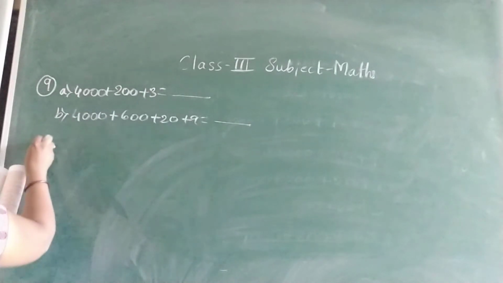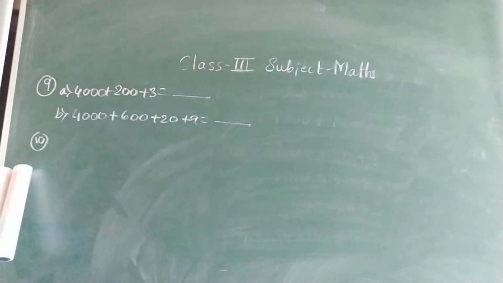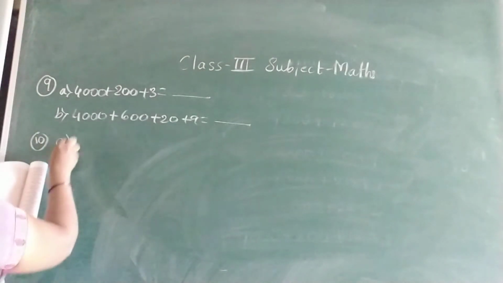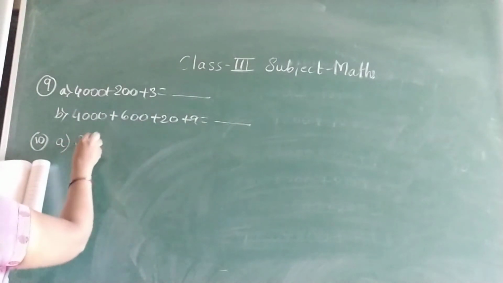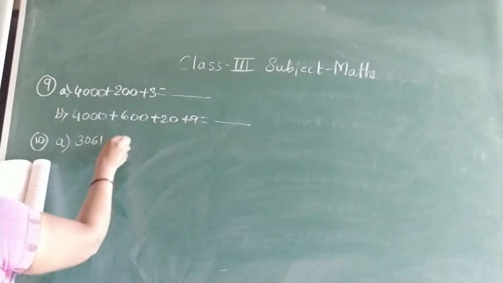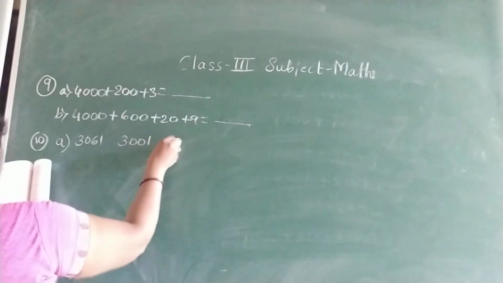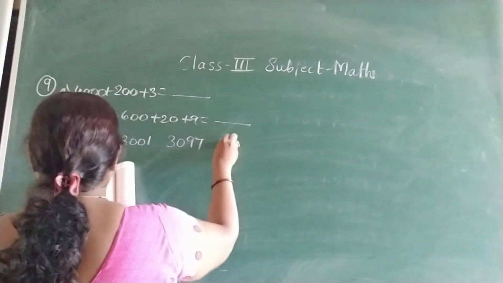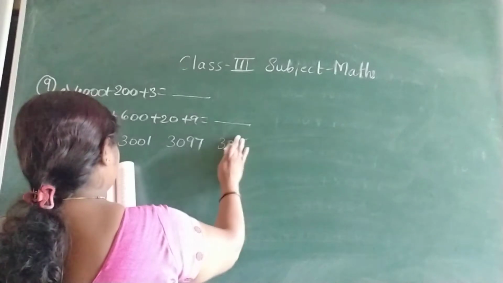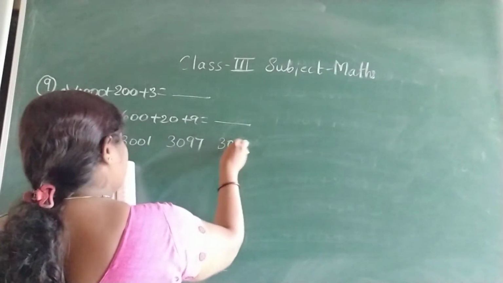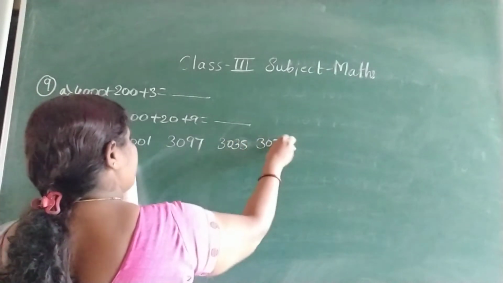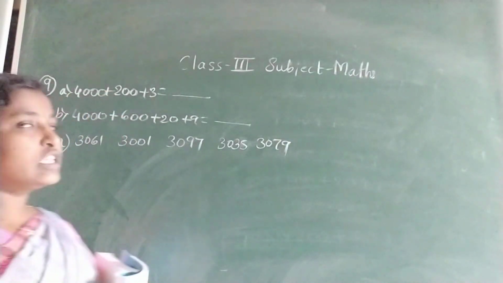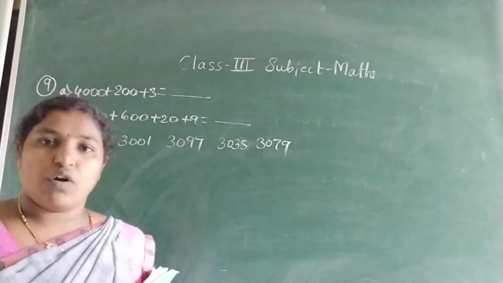Then 10th question. Arrange the following in ascending and descending order. A, 3061, 3001, 3097, 3007, 3035, 3079. Okay, first we will complete this writing the expanded forms in short form.